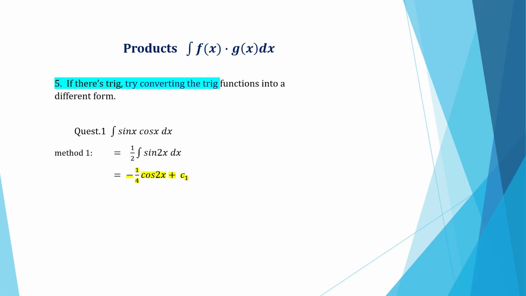But did you also spot that we could convert this into a type 2 integral? We could put the sine x in a bracket to the power of 1. The derivative of sine x is cosine x. It's a type 2 integral. At a first glance, we appear to have two different answers, but they are equivalent.